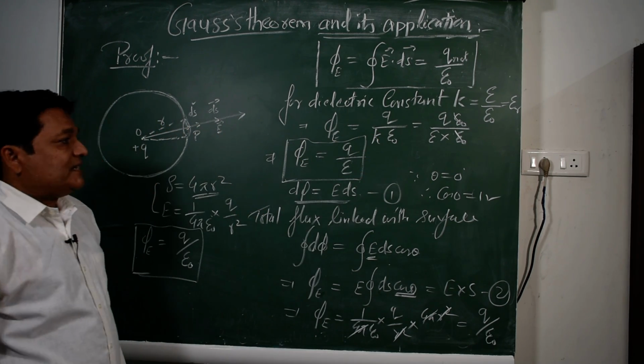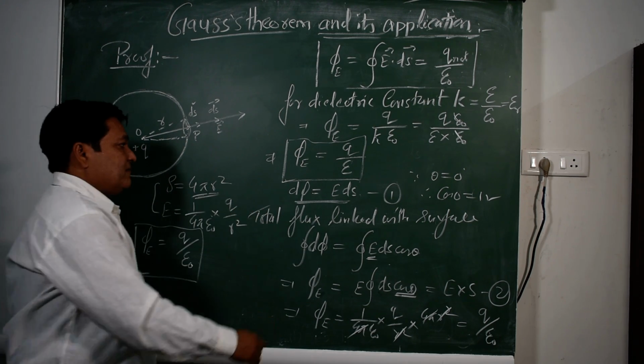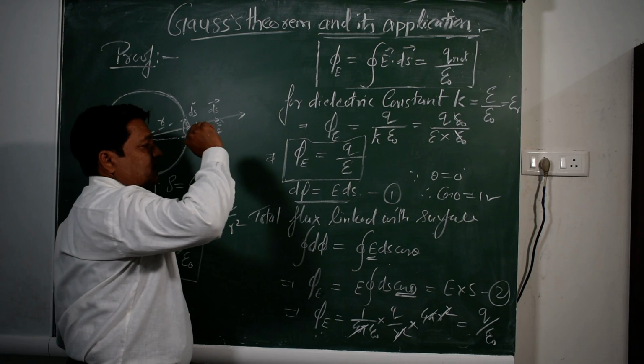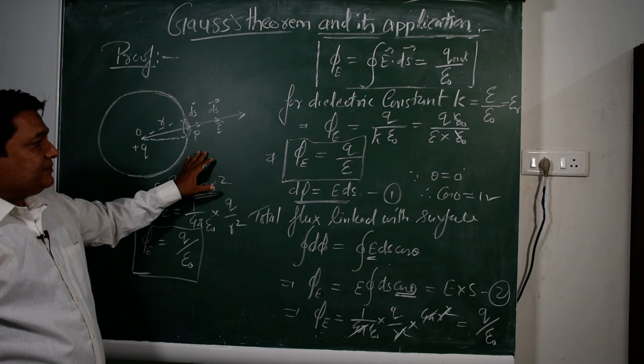The total flux linked with the surface is Q upon epsilon, and epsilon means the permittivity of any medium. It means that if the charge is placed in any medium, we can get this value of total flux linked with the surface according to the Gauss theorem. And this is about the Gauss theorem and the proof of it.